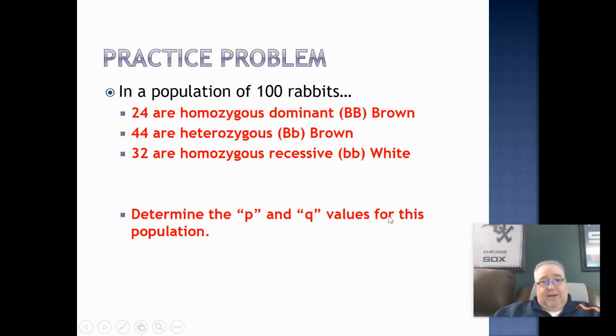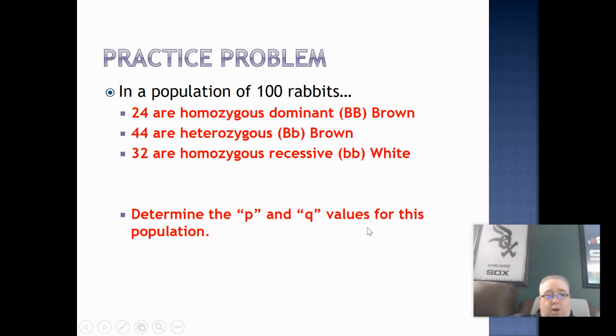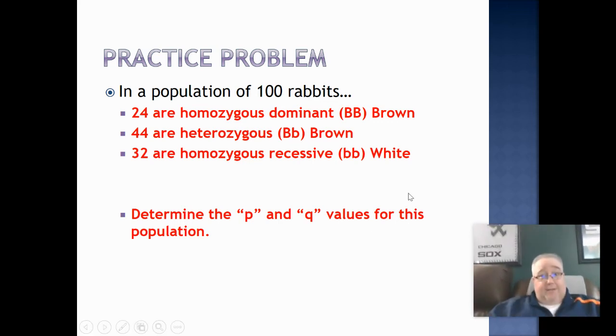All right, I'm going to leave you guys here today with just a sample problem. I want you guys to go ahead and work this out. It says in a population of 100 rabbits, 24 are homozygous dominant, 44 are heterozygous, 32 are homozygous recessive. Go ahead and figure out what the P and Q values are for this particular problem. Go ahead and pause the video here, work the problem out, and see what answer you get, and then come back and I'll tell you.